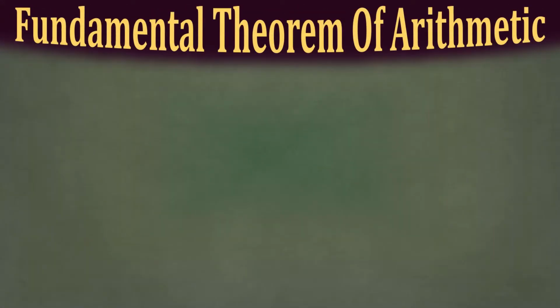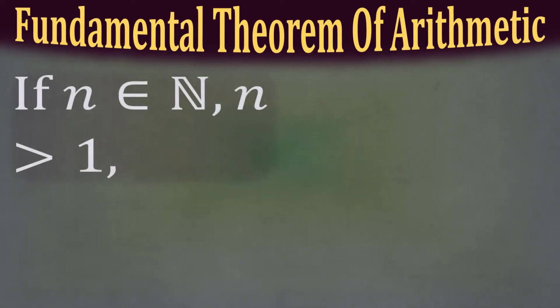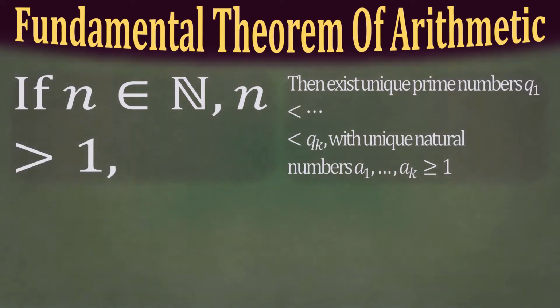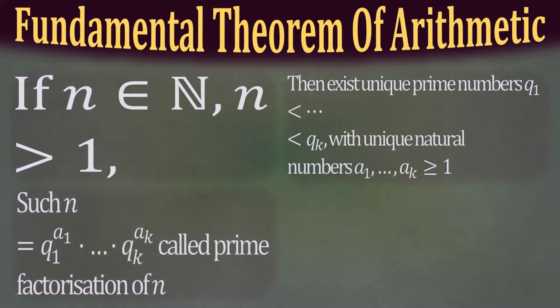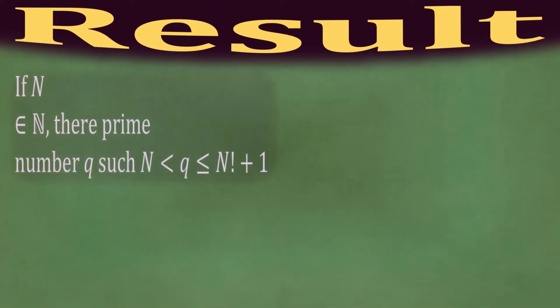Then let's state the fundamental theorem of arithmetic. If n is a natural number greater than 1, then there exist unique prime numbers q1 up to qk together with unique natural numbers a1 to ak greater than or equal to 1, such that n is equal to q1 to the a1 times all the way up to qk to the ak, and we call this the prime factorization of n. Now, let's give a result which follows from this. If n is a natural number, then there exists a prime number q such that q is between n and n factorial plus 1.